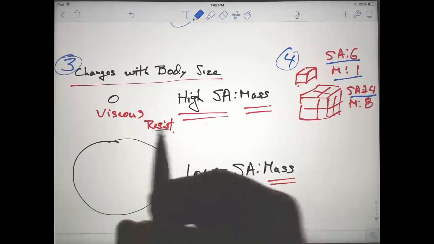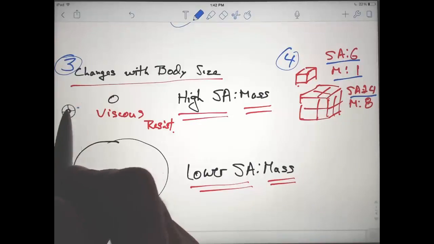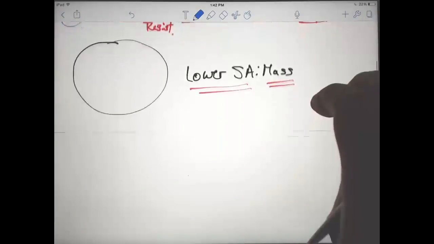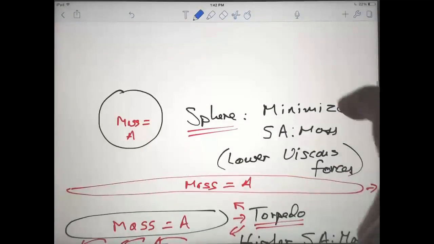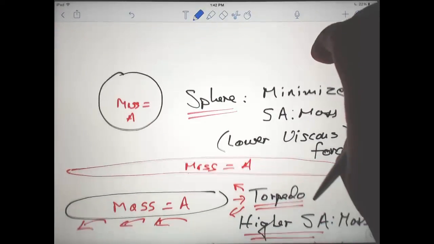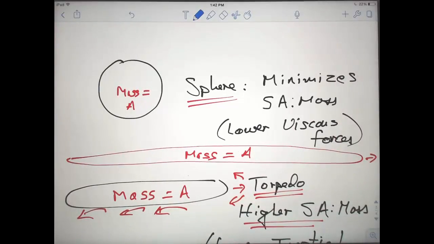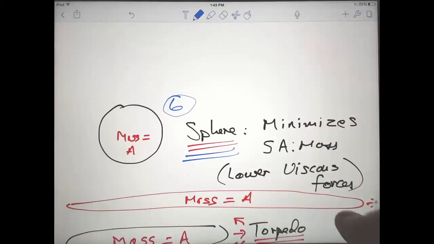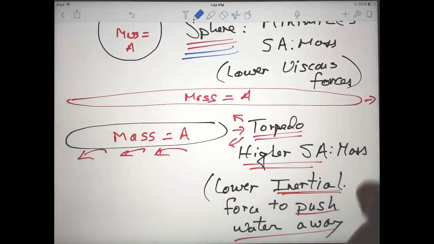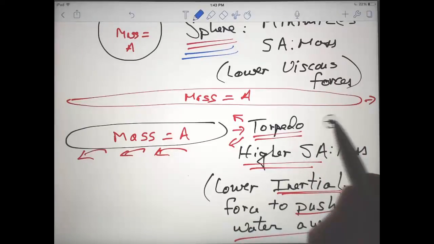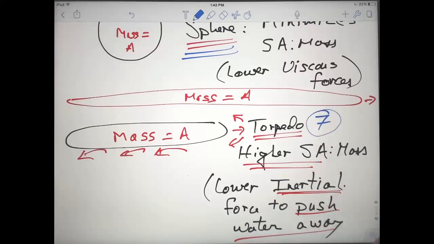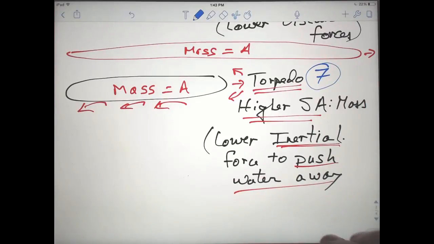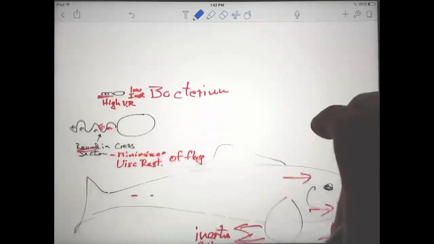The result of that is that for small animals, viscous resistance is the major problem for movement, whereas for larger animals, reducing inertial forces is the major problem. So small animals minimize viscous forces by being spherical, and large animals minimize inertial forces by being torpedo-shaped or fusiform. By being large and torpedo-shaped, that lowers the inertial force to push water away.